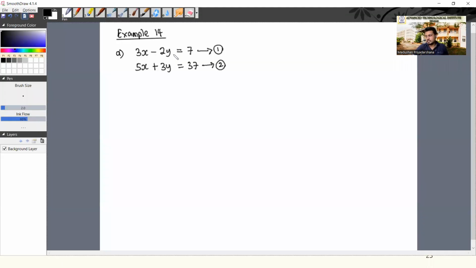Right. The first step is what? We need to make the absolute value of one of the given unknowns equal. In the previous two examples, example number 12 and 13, in the original equations provided itself, the absolute value was similar with respect to one of the given variables.